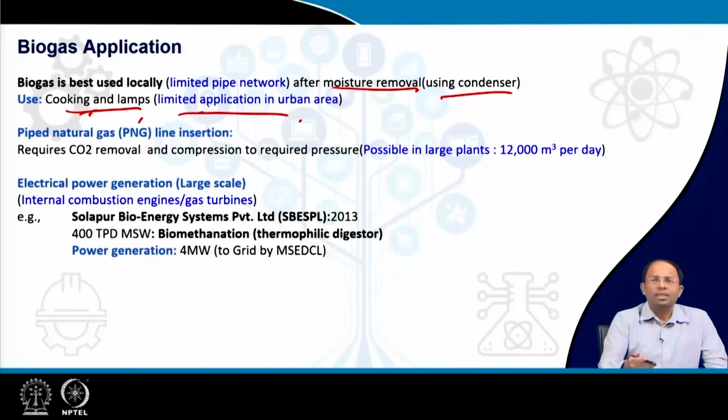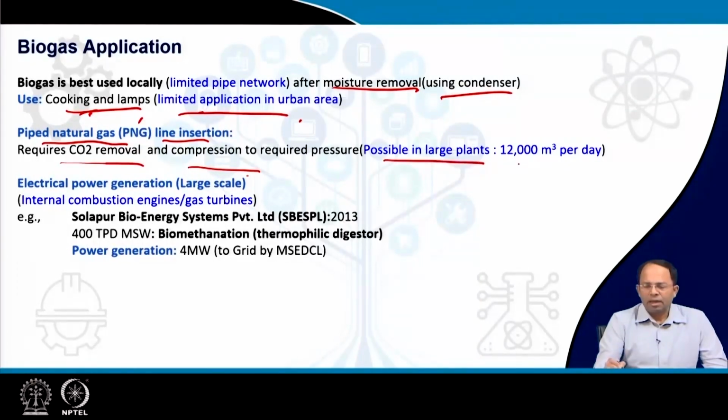Cooking gas is usually LPG, compressed natural gas, and so on, or natural gas. One thing that could be done in urban areas is to insert this biogas directly into the piped natural gas, PNG, line. That means if we have a pipe network for gas supply in the urban area, we can directly put our gas inside that line. But this requires CO2 removal, and a certain amount of compression of the gas has to be done so that we convert it into liquid gas, right? This is possible only in larger plants where the production is around 12,000 meter cube per day. So it's a very, very large plant.